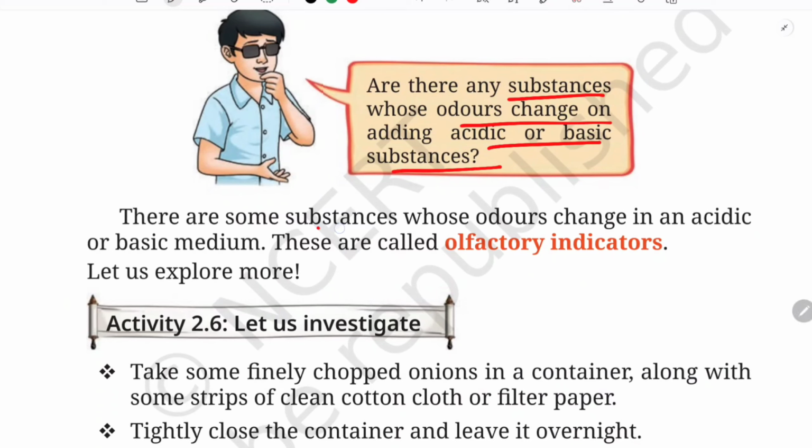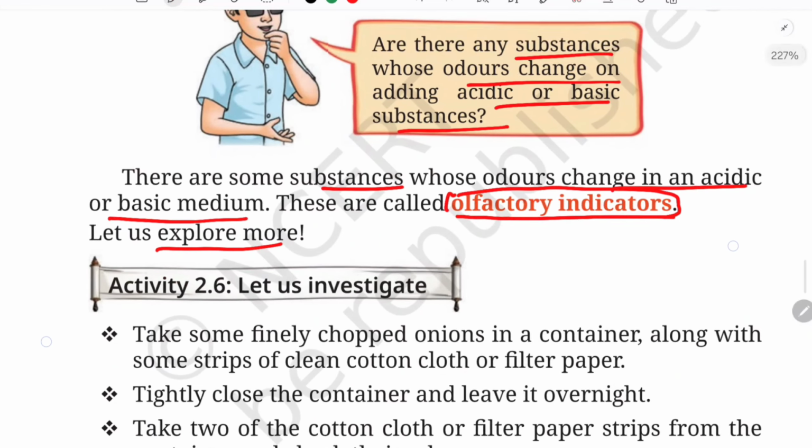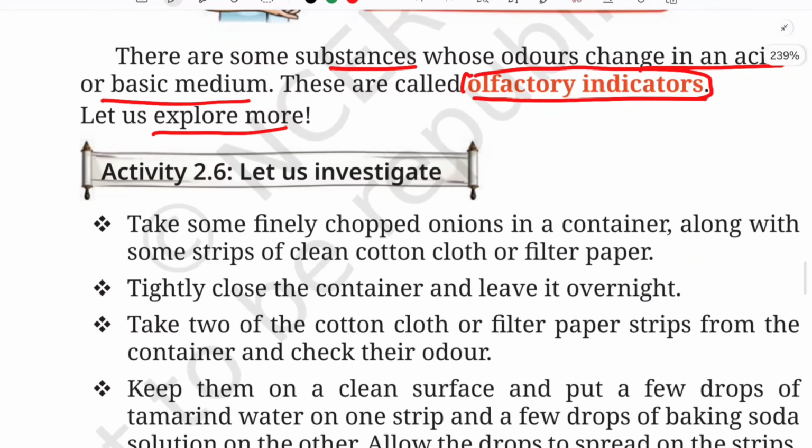So there are some substances whose odor changes in acidic or basic medium. So these are called olfactory indicators. Let us explore more. What do we call this? Olfactory indicators. If the substance changes its odor, not color, its odor. So let us see, let us investigate now.